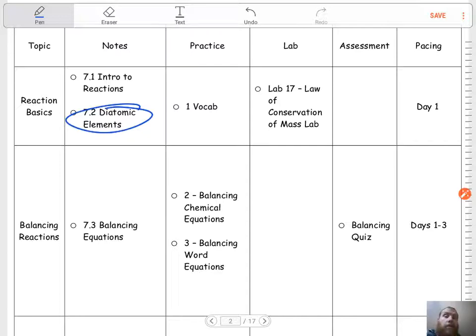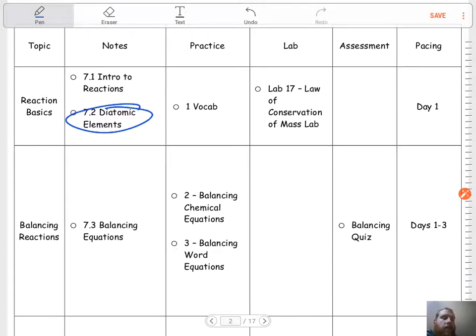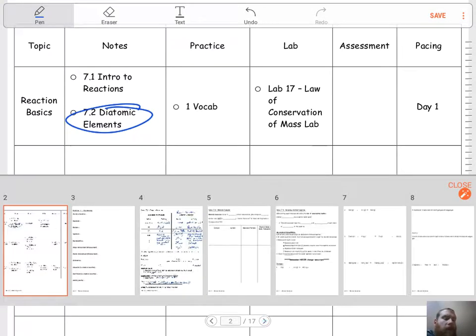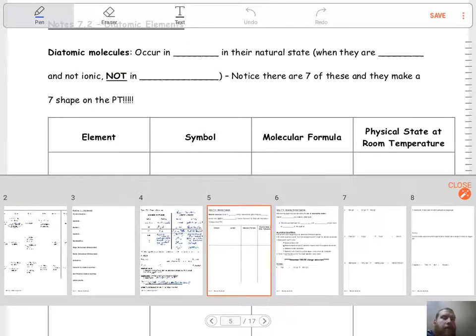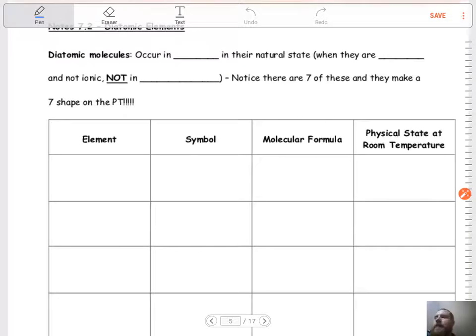This video is going to be probably the shortest video that I have ever made. So we're going to jump right in, guys. These are just 7 elements, if my tablet wanted to work properly. 7 elements that you need to memorize that exist in what's called a diatomic state.